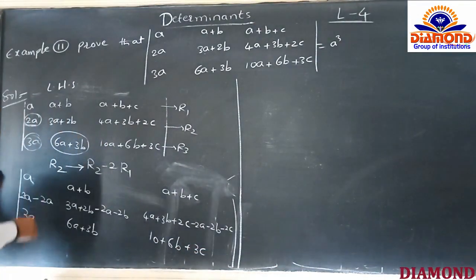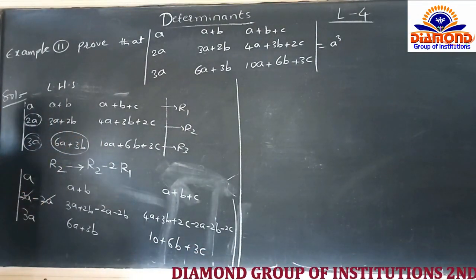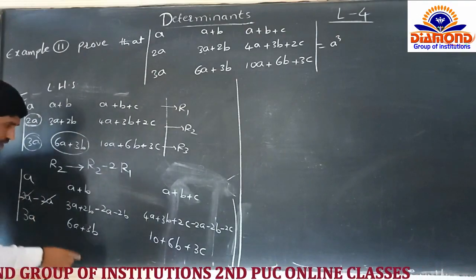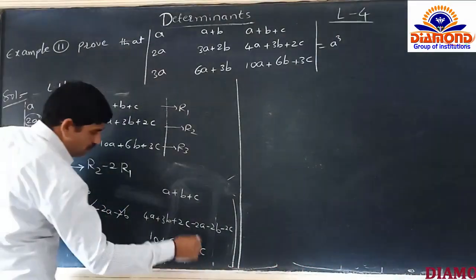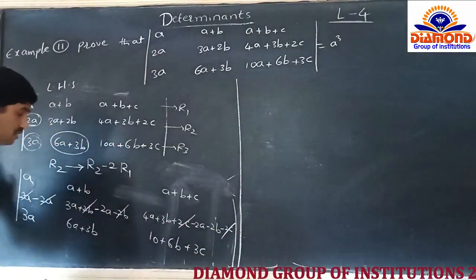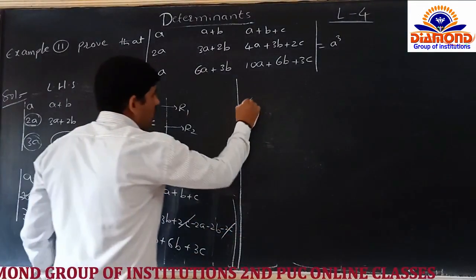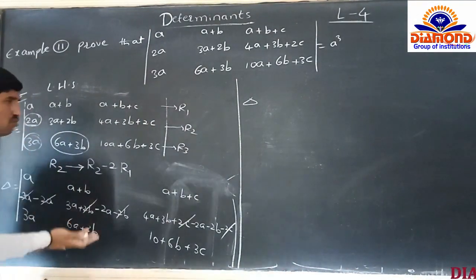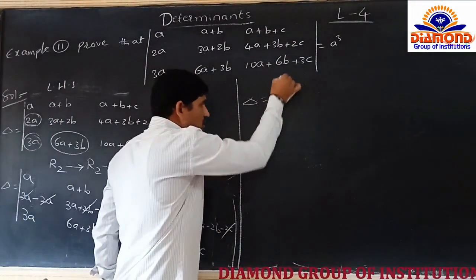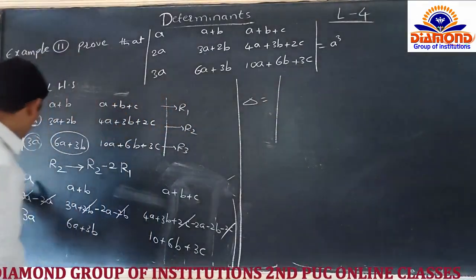See here, 2a minus 2a gets cancelled, we will get 0. Next, minus 2b plus 2b gets cancelled. Again, plus 2c minus 2c gets cancelled. Whatever the result is, we have the delta. So delta is equal to, now see, a.